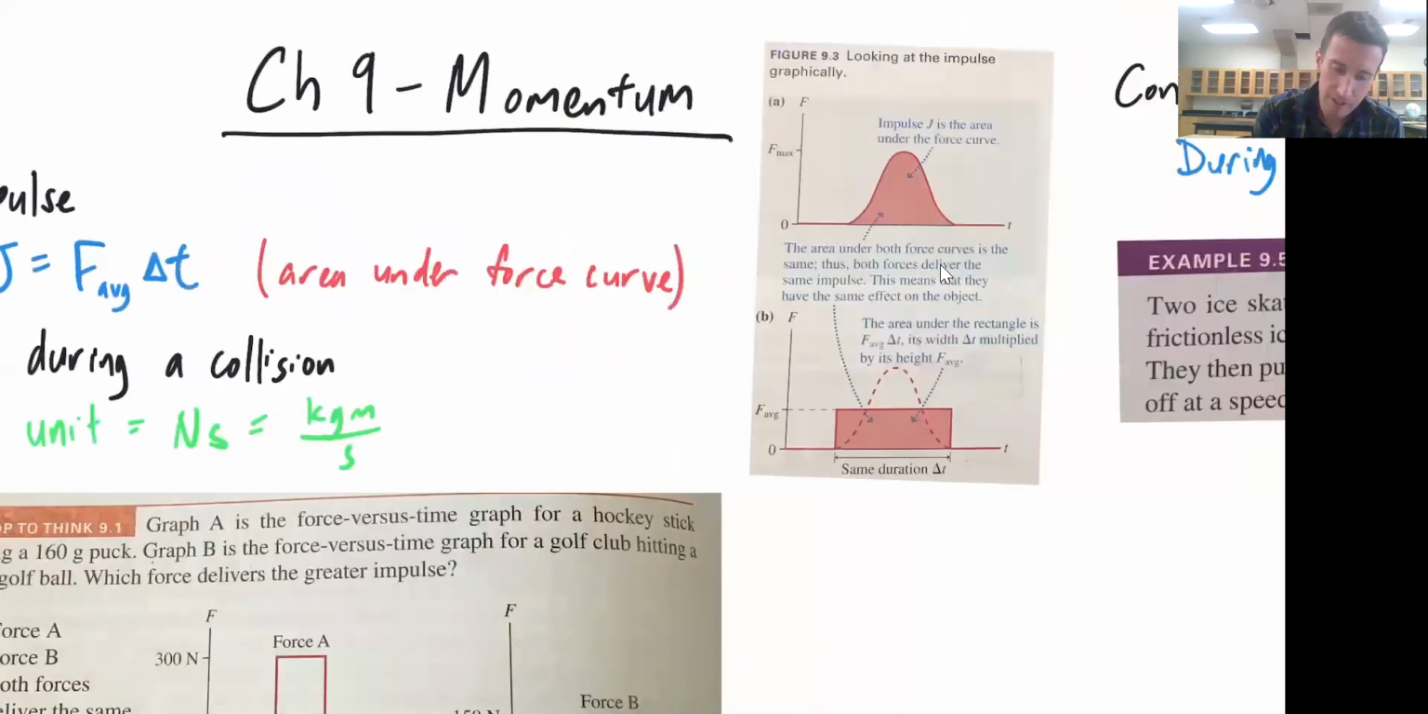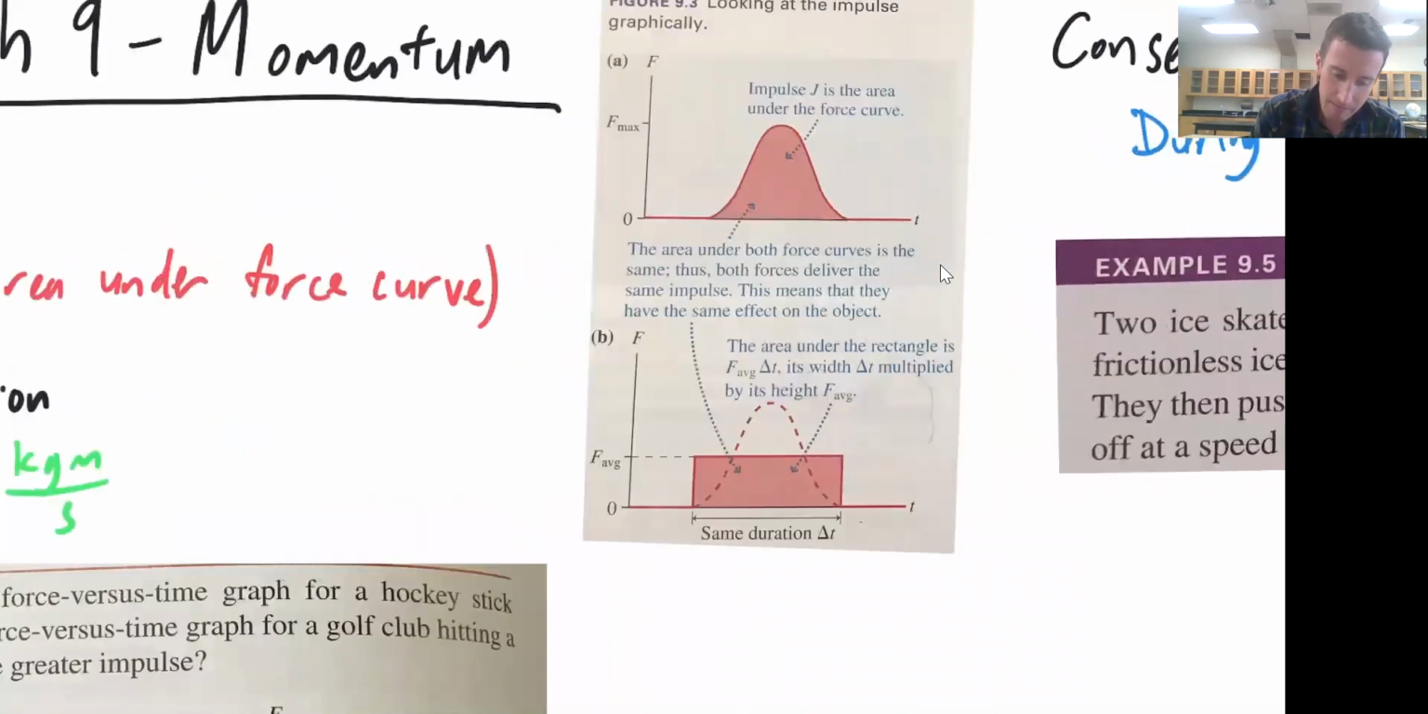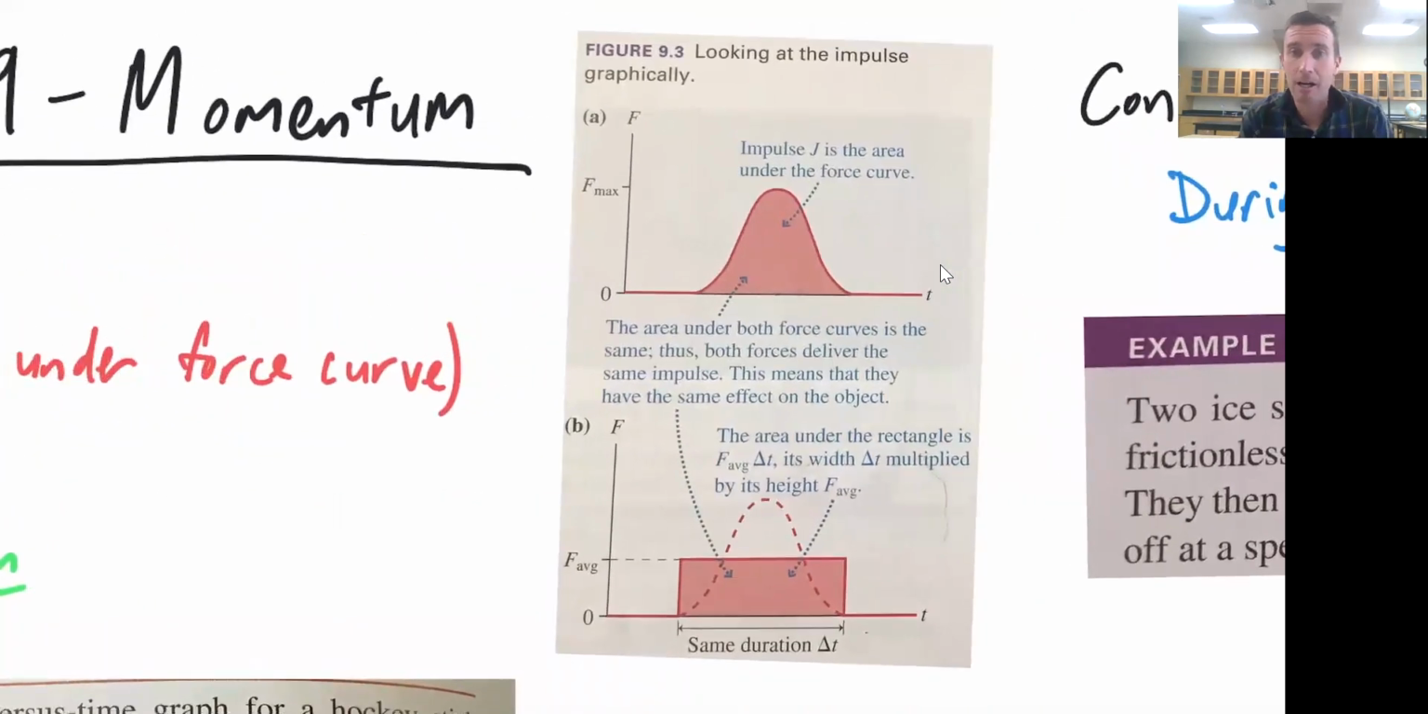So just in terms of showing what that means, if I'm looking at the area under the force curve, this is force versus time. So force is on my y-axis, time is on my x-axis there. And it would be the entire area under the curve here. All right, so all of that is the impulse.